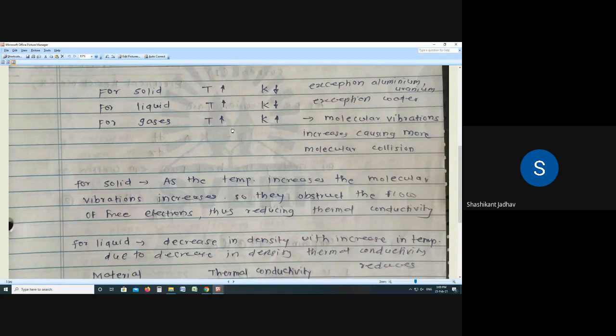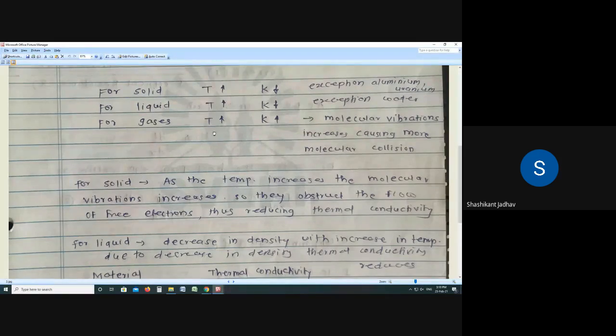In MCQ type questions, it is often asked: if temperature increases, what about the thermal conductivity of gases, what about the thermal conductivity of liquid, then what about the thermal conductivity of the solid. So we have to remember all these points. We have to remember the reason. So from that reason we can easily understand what happens to the thermal conductivity.